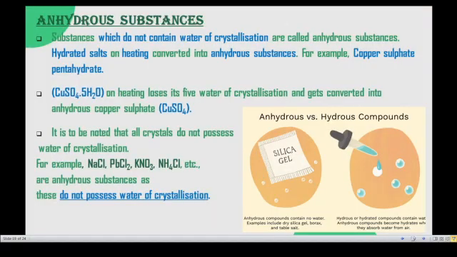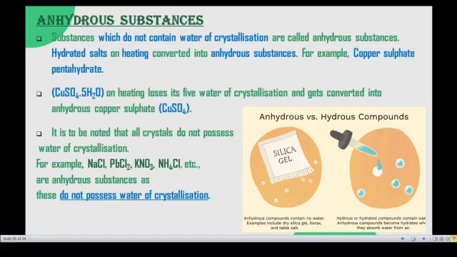Now another topic is anhydrous substances. What is meant by anhydrous substances? Substances which do not contain water of crystallization are called anhydrous substances. So hydrated salts on heating are converted into anhydrous substances. We give heat to that hydrated salt, and once we heat it, it will be converted into anhydrous substances.